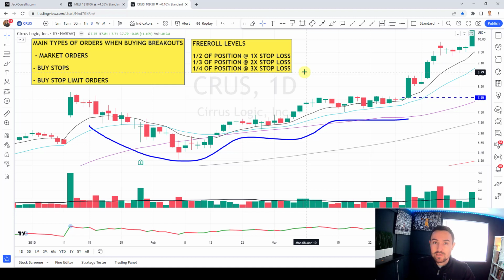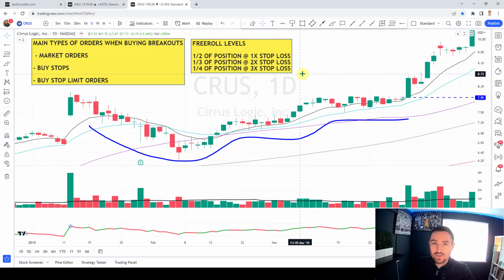So first and foremost, you have to identify a high quality setup, and that is subject to whatever your setup criteria is. So if you're looking for breakout patterns, you're probably looking for flags, VCPs, cup and handles, Darvas boxes, wedges, pennants, whatever, right? Whatever your setup criteria is, you've got to identify what a high quality setup is.